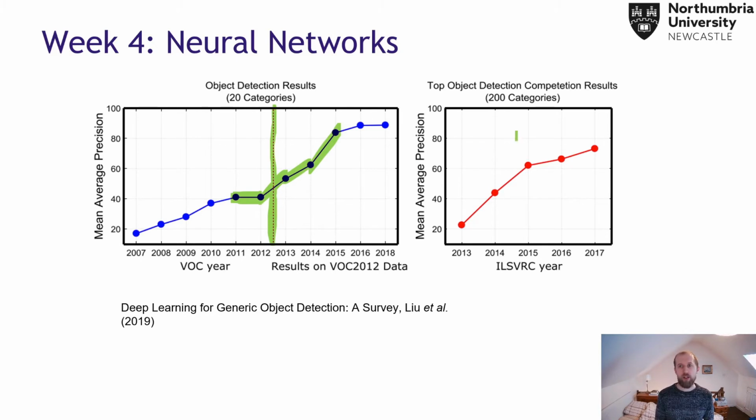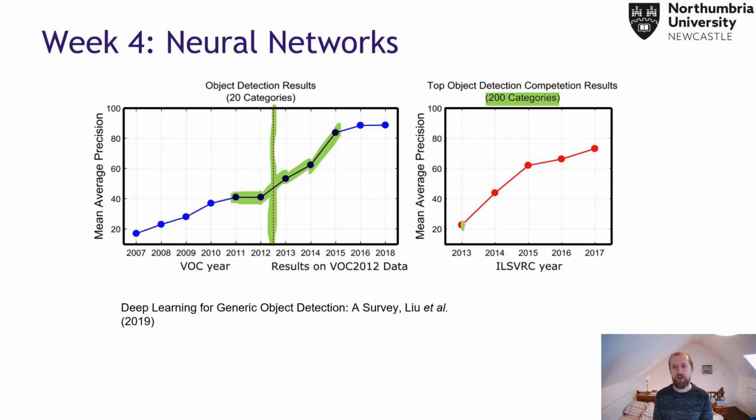And you can see that since deep learning has become a thing, now we're not really worried too much about 20 categories, but we can do 200 categories. So there's 200 different types of objects that we're trying to detect. And because their performance was so bad in 2011 on just the 20 categories, they didn't even bother trying to go for 200 categories.